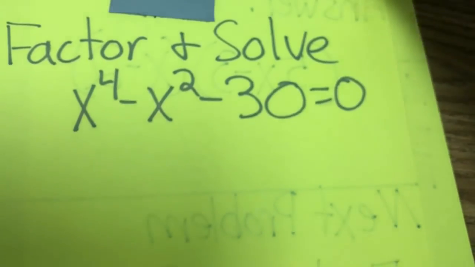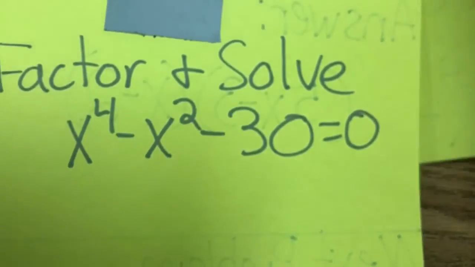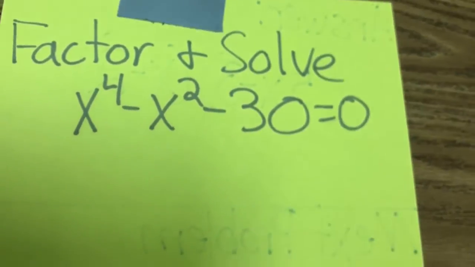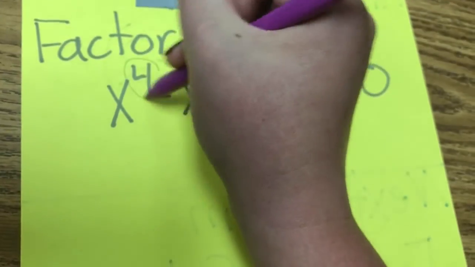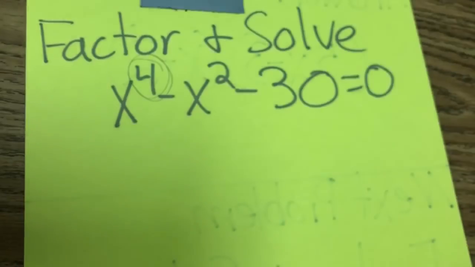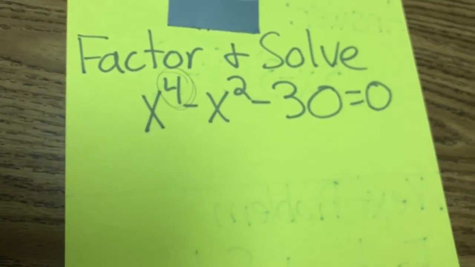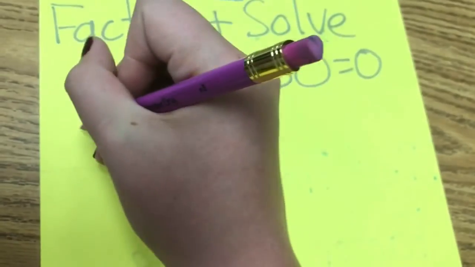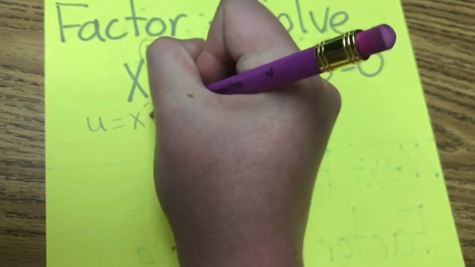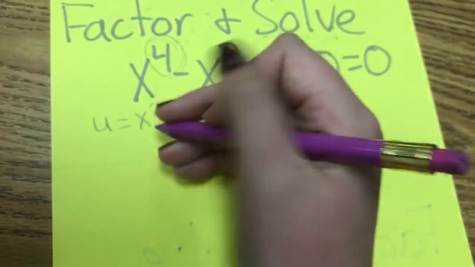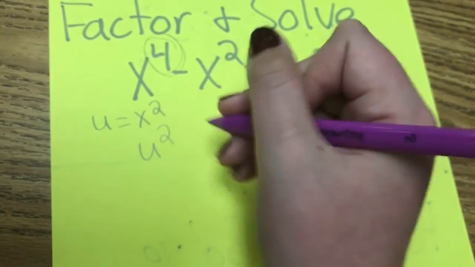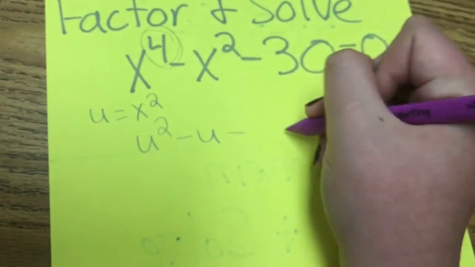This answer should have been found on the top of: factor and solve x to the 4th minus x squared minus 30 equals 0. This one, you've got to realize on your own, this 4 is different than we're used to, so we have to do something extra. We have to use u. So again, u equals x squared. So we're going to rewrite it. My x to the 4th converts to u squared minus u minus 30.